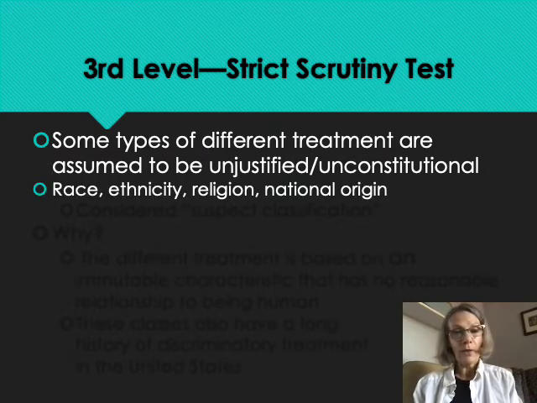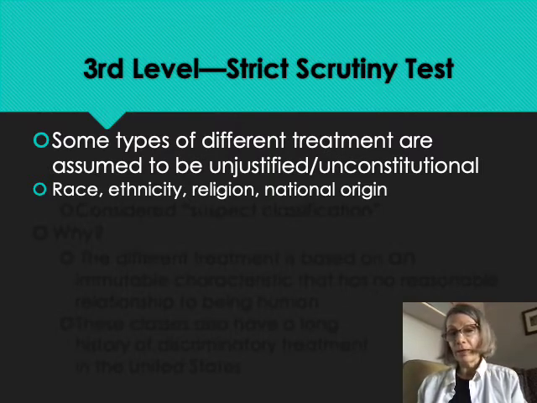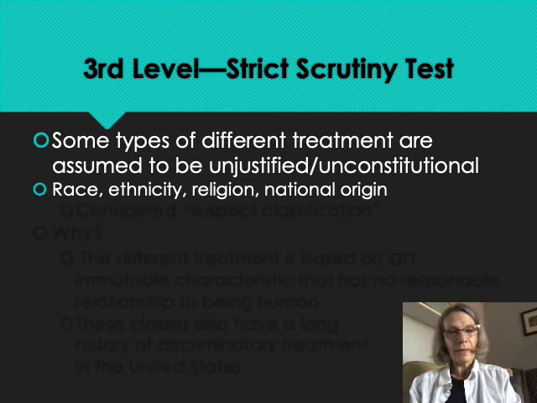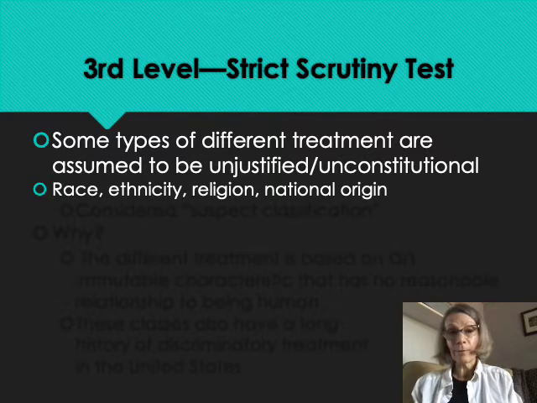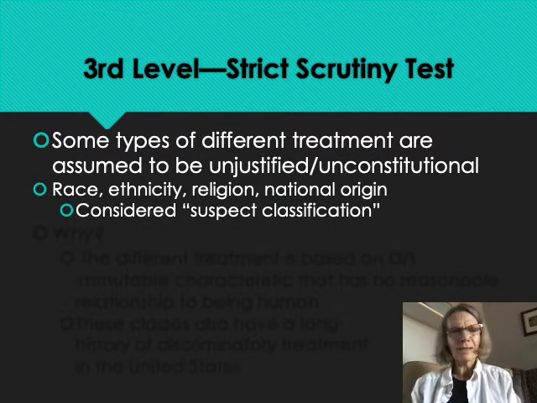And so if you have a law that treats black and white people differently, different ethnic groups differently, people of different religious groups differently, or people of different national origin differently, the court basically assumes that these laws are unconstitutional until the government proves otherwise. That's because classifying people on race, ethnicity, religion, or national origin are considered to be suspect classifications. Why? What do we mean by that?